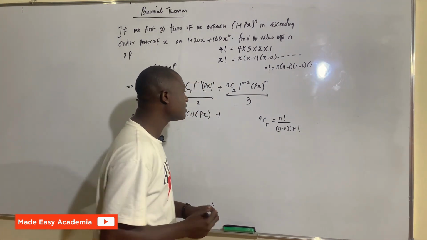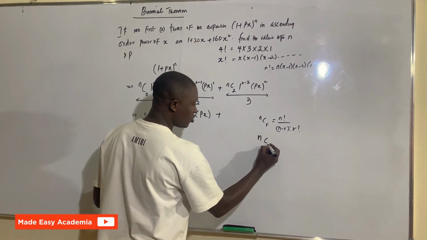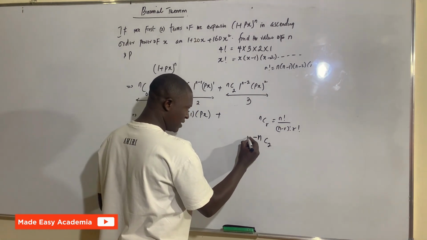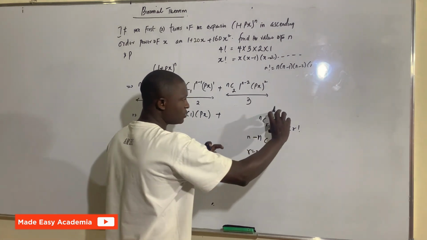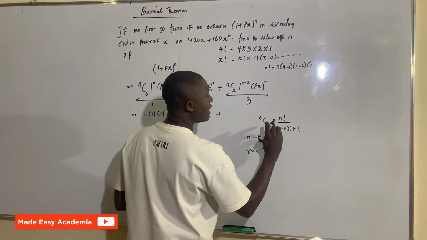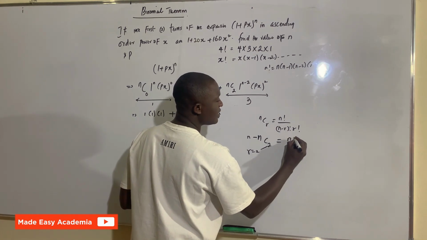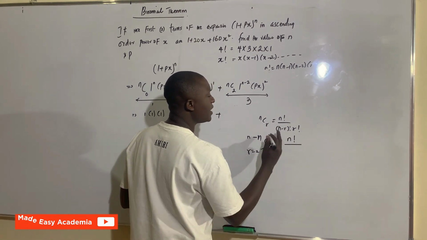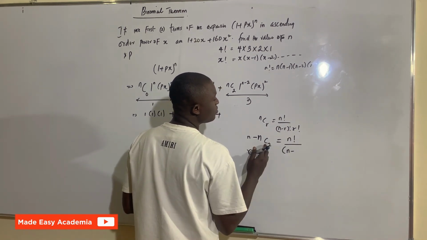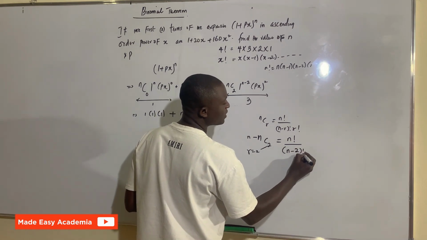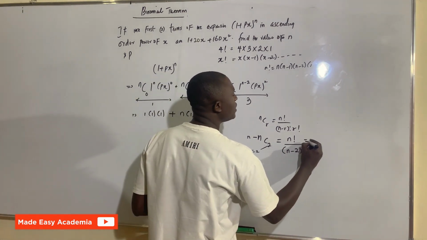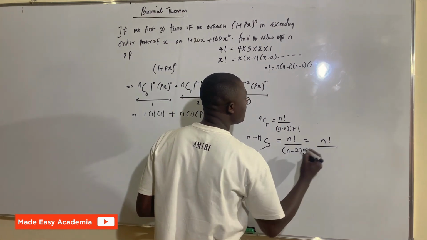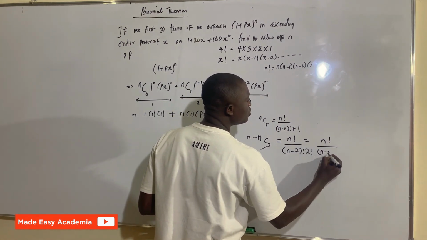I want to make it more interesting. So if I want to find n combination 2 here, meaning n remains as n, but our r now is 2, I will just substitute. That means our n factorial remains as n factorial divided by, my n is still n, my r now is 2, so 2 factorial. So now we have n factorial divided by n minus 2 factorial.